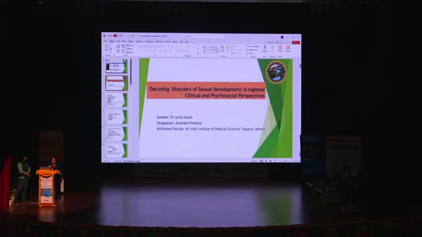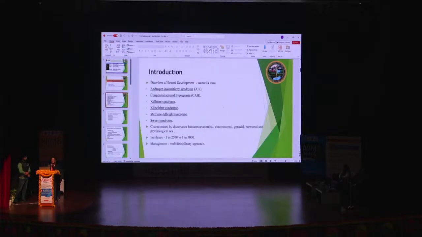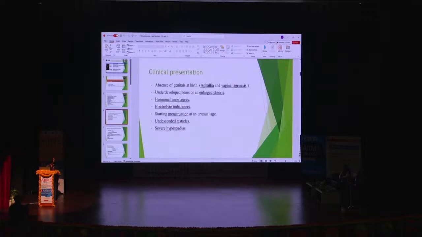Clinical and psychosocial perspectives. Disorders of sexual development is an umbrella term approach. The common clinical presentation: absence of genitals at birth, that is aphalia or vaginal agenesis, underdeveloped penis or clitoromegaly, then hormonal imbalances, electrolyte imbalances which are seen in the form of salt wasting syndrome commonly, starting menstruation at an unusual age, undescended testes, and severe hypospadias, that is penoscrotal or perineal hypospadias.